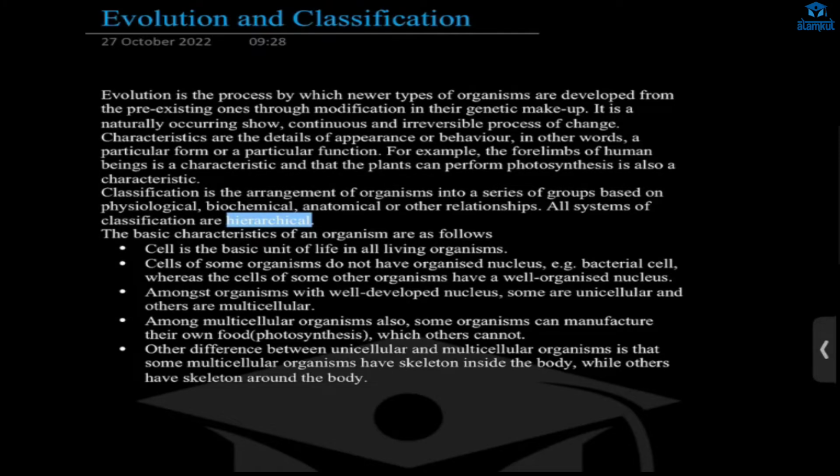Now, evolution and classification. Evolution is a process from which new species are made from the pre-existing ones. It is a gradual, slow process, because what will happen in the gene? There will be modifications. And this is a slow, continuous, and irreversible process.